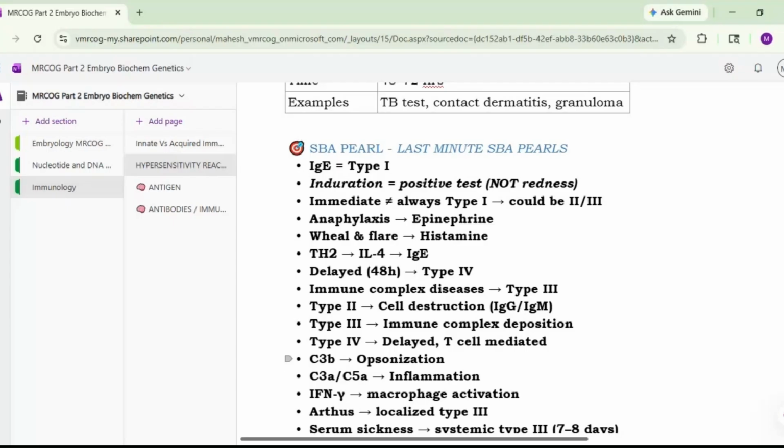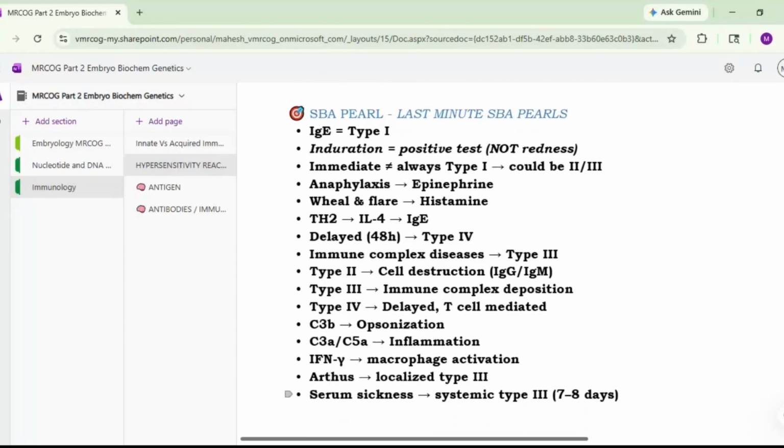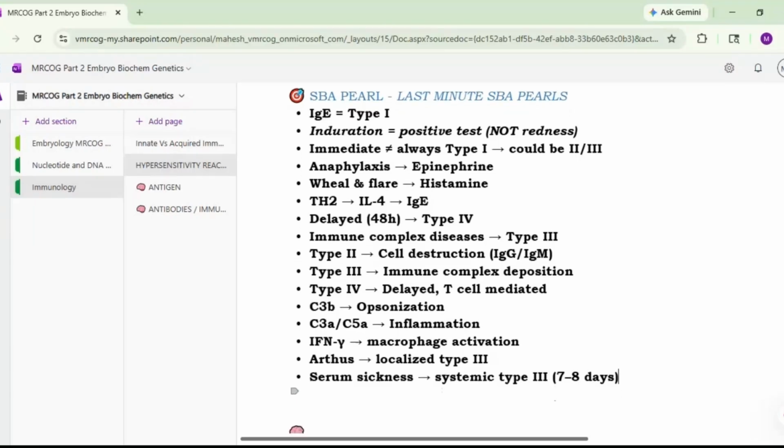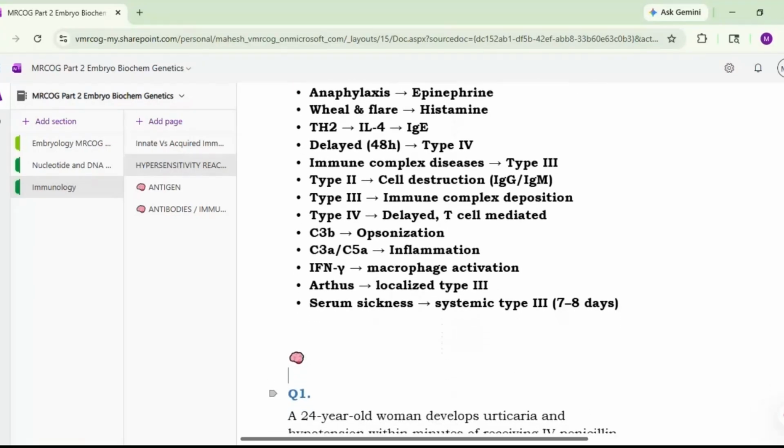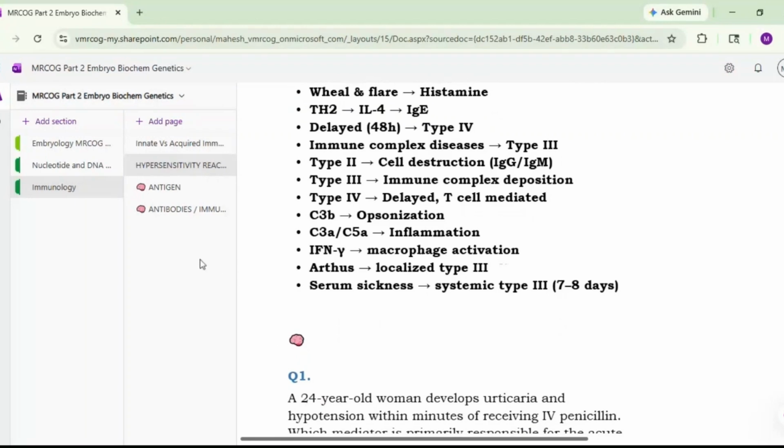C3b is responsible for opsonization. C3a, C5a for inflammation. Interferon gamma for macrophage activation. Arthus is a localized type 3 reaction. Serum sickness is systemic type 3. Okay. So Arthus is a localized type 3, while serum sickness is a systemic type 3. It will take 7 to 8 days. Okay. So that finishes the hypersensitivity reactions.